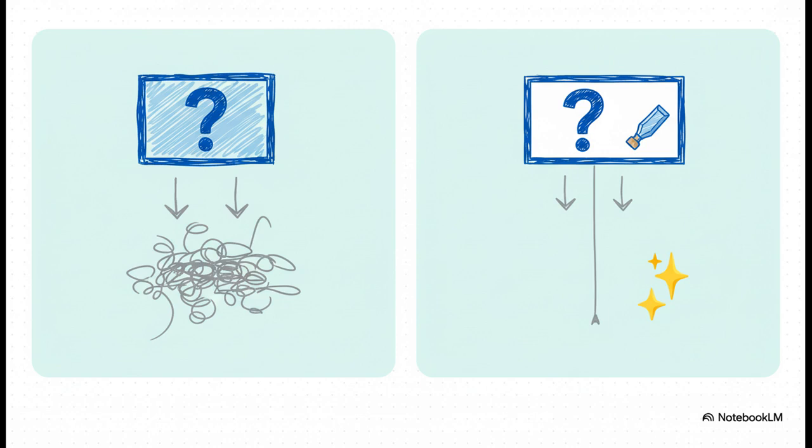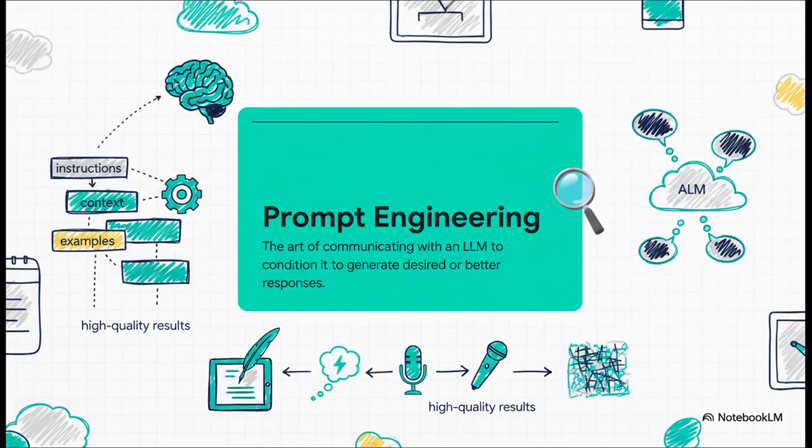It's not magic, folks. It's a skill. And that skill, that's what we call prompt engineering. Now, don't let the word engineering scare you off. It's really less like coding and a lot more like being a master artisan. It's the craft of talking to these massive AI models, these large language models, and really sculpting your input to get exactly the masterpiece you want out the other side.